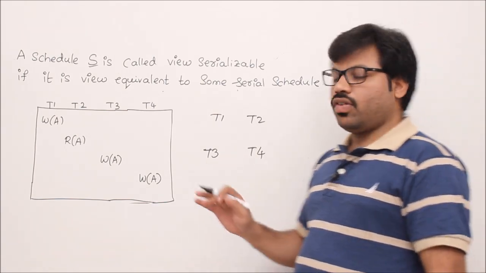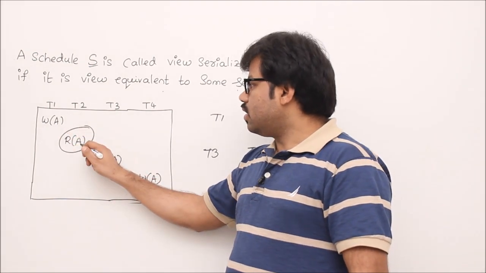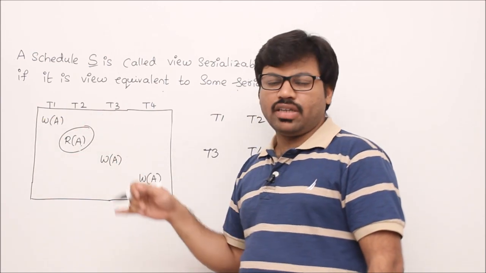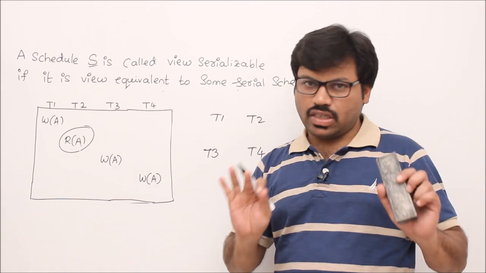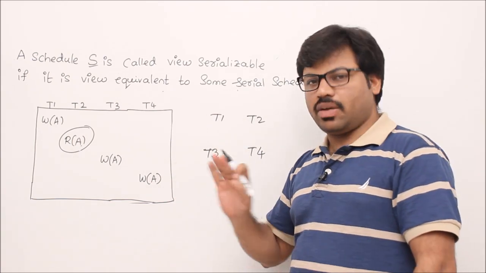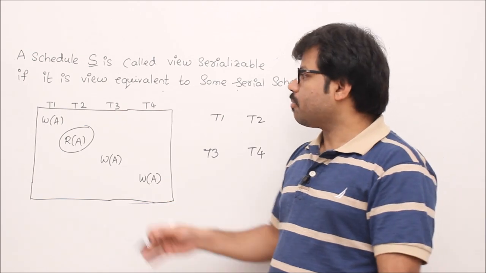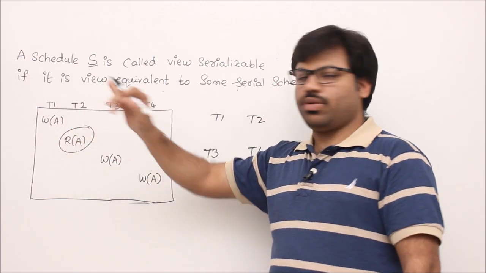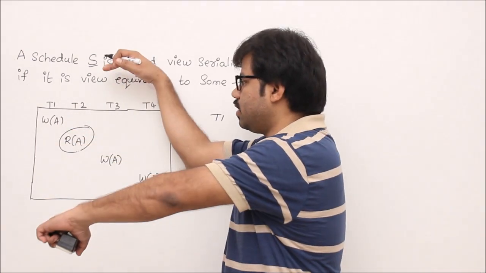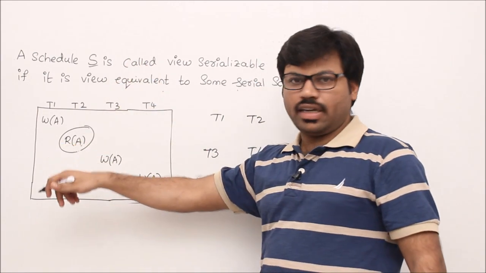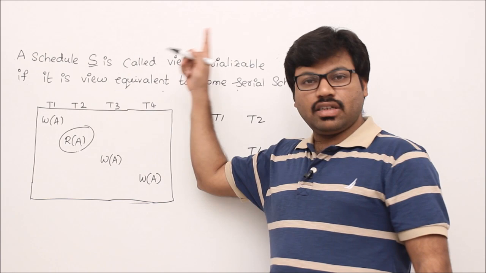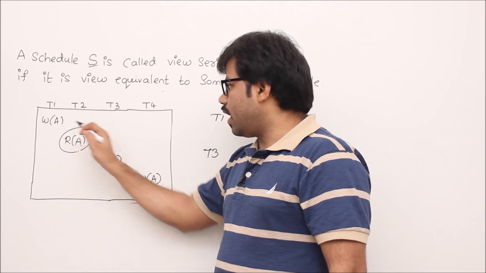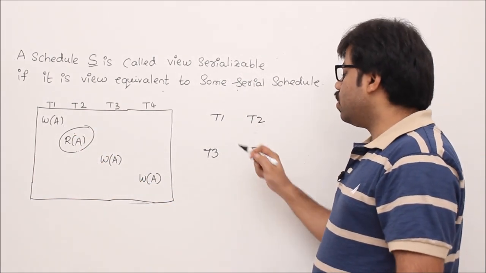How we will see. First, go to the read conditions. This T2 is reading database item A from where? T1. That means if this schedule is equivalent to some serial schedule, then in that serial schedule also the same thing should happen. For that, T1 in that serial schedule also should appear before T2. Then only it will happen. Otherwise, if you interchange these two, if T2 appears first and then T1 in the serial schedule, then this read will read from the database, or from something else.